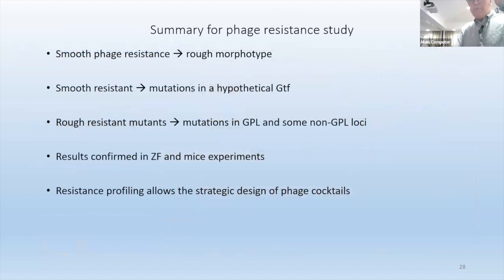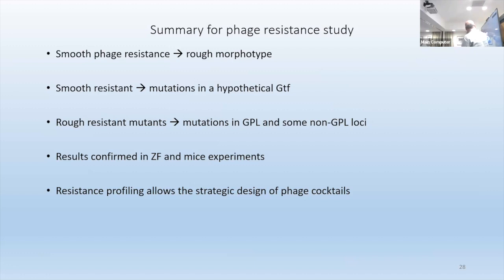So, the summary of this first part is this transition from smooth to rough. I really want to emphasize this because it's very significant. If we're going to argue that we want to treat patients with phages targeting the smooth morphotype, let's say in Singapore, and they end up with the rough morphotype, we've just created a much bigger problem than we started with. So it's something we really have to keep in mind and be well aware of.